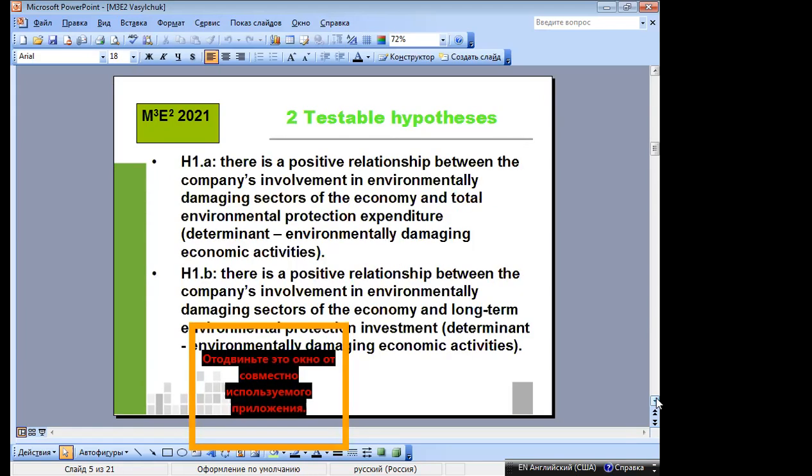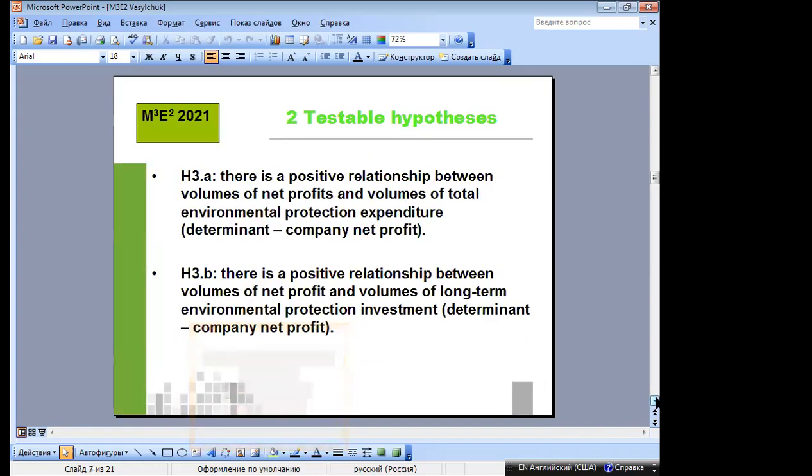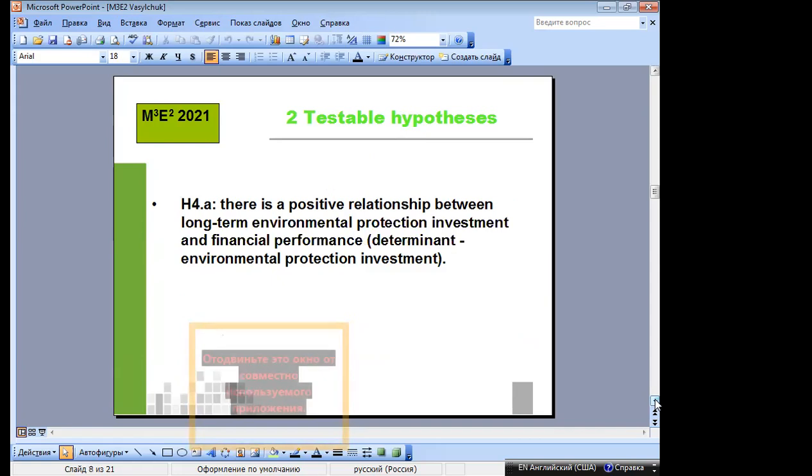First determinant, environmentally damaging economic activities. Second determinant, company sales. The third determinant, company net profit. Fourth determinant, environmental protection investment.